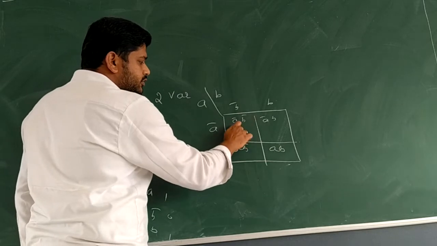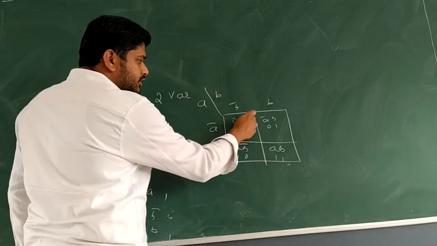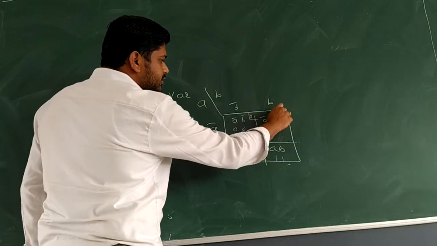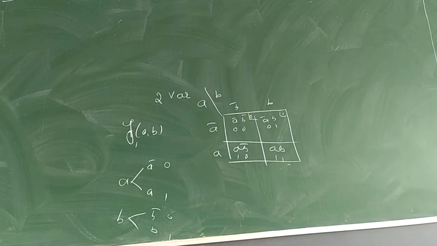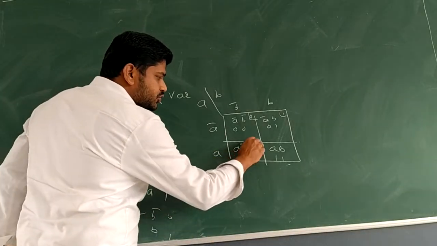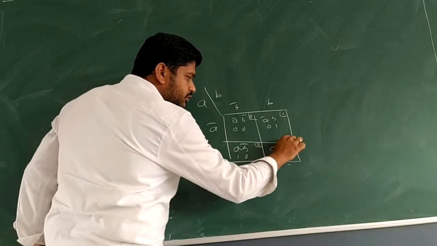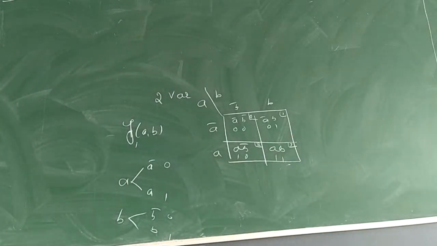So we have written 0, 0, 0, 1, 1, 0, 1, 1. In the small box you write the equivalent value. A bar B bar means 0, 0, that means 0. A complement B means 0, 1, that means 1. A with B complement means 2. Here small box 2. And AB means 1, 1, that means 3.